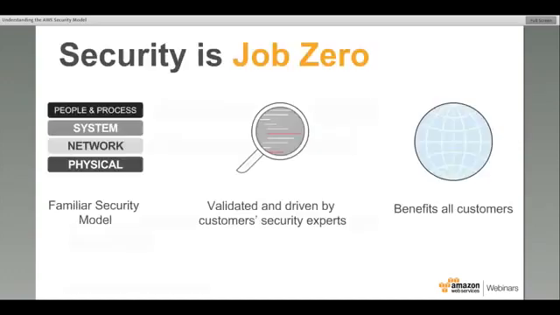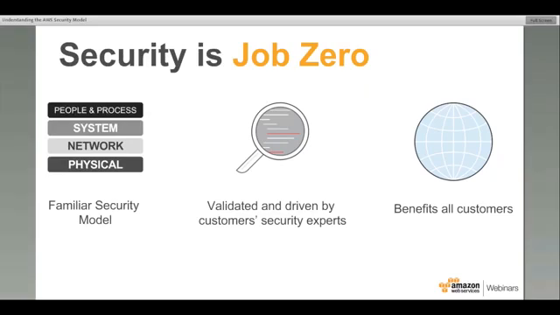So, one important thing to understand about security at AWS is security is truly job zero. Everyone understands that they own security. It's their responsibility. But security in AWS is not as strange as some people may think. It actually starts for us with a very familiar security model that all starts with our data centers, policies, and procedures. We build up through network security and system security just like everyone else.